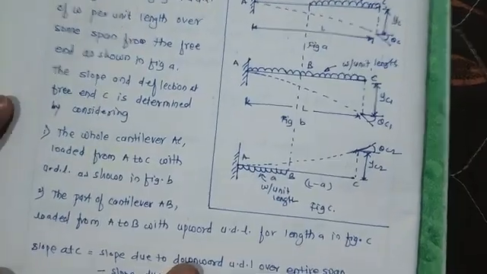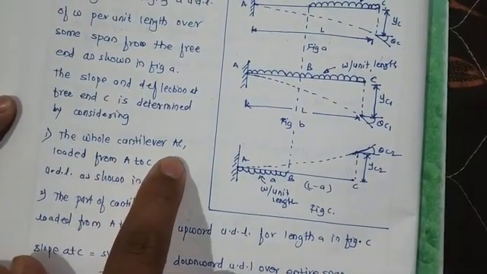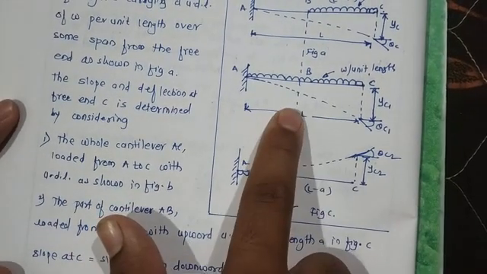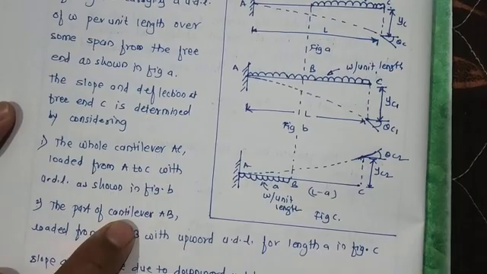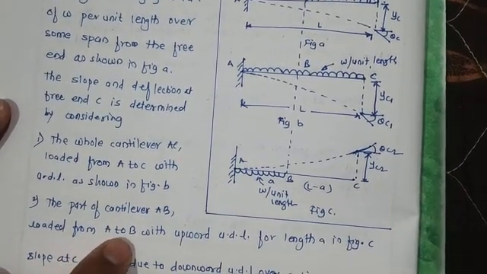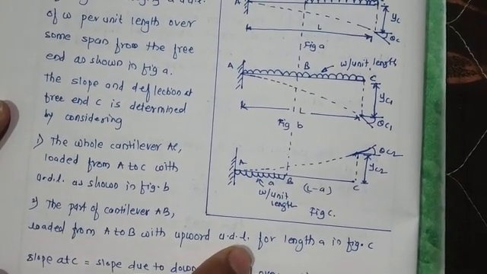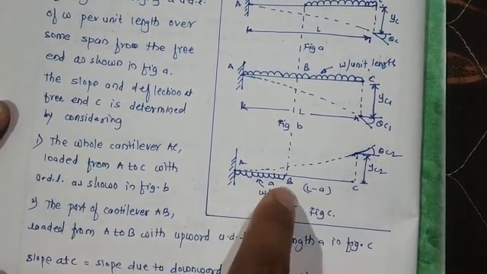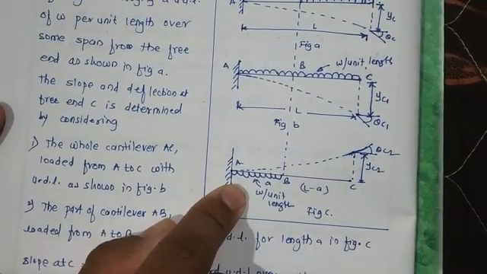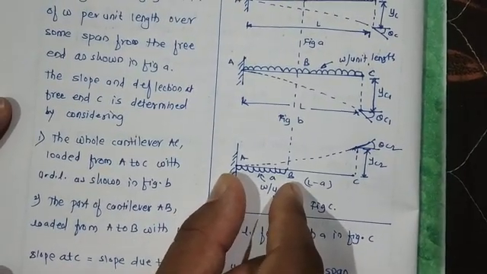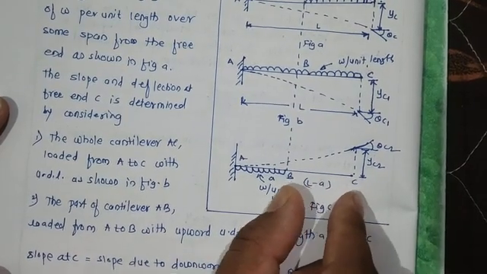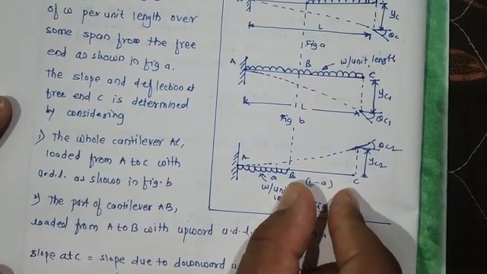Condition number 1: the whole cantilever AC is loaded from A to C with UDL, as shown in figure B. Next, the part of the cantilever AB is loaded from A to B with upward UDL for length A, in figure C. A to C is the cantilever, A to B is loaded with a uniformly distributed load over some span A. The UDL is W per unit length. This is L minus A, the remaining length.